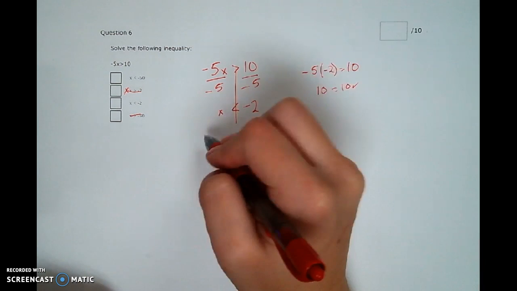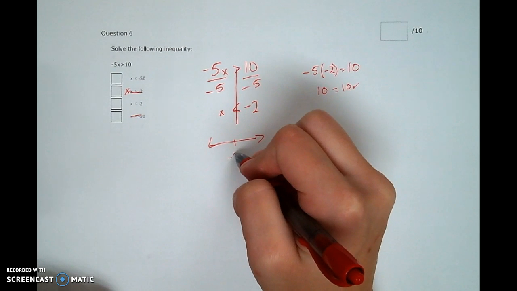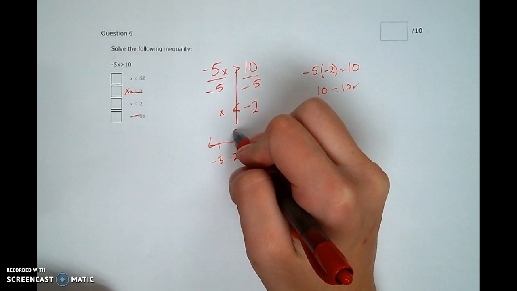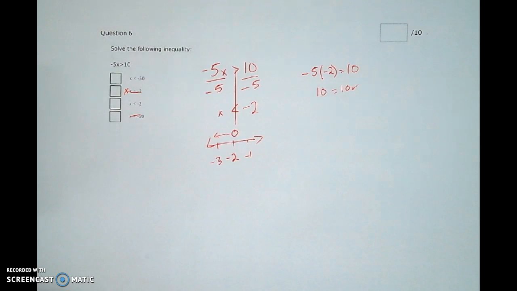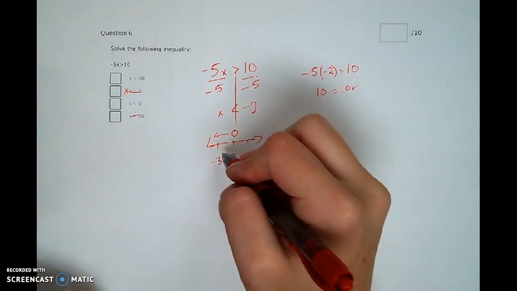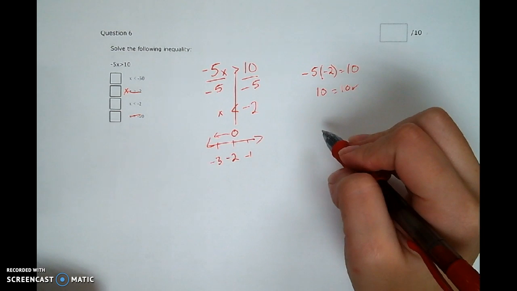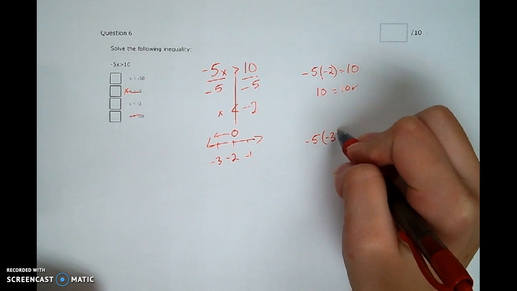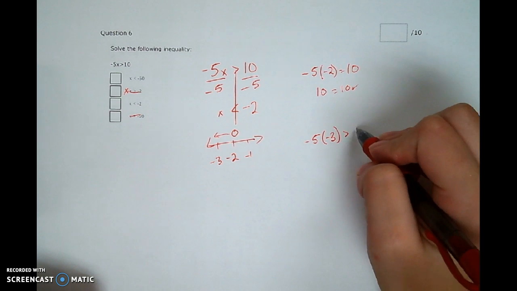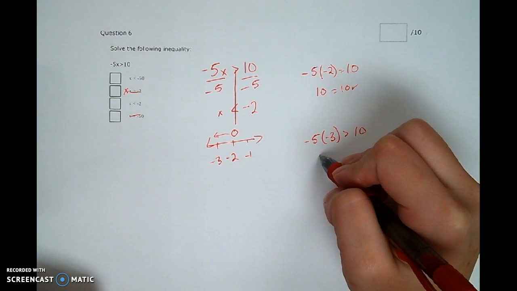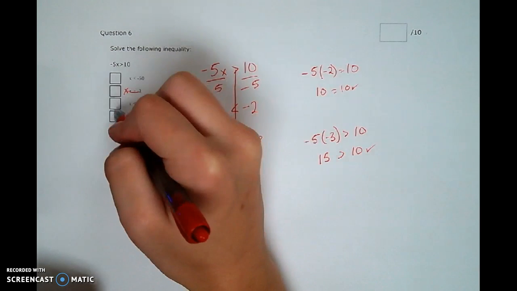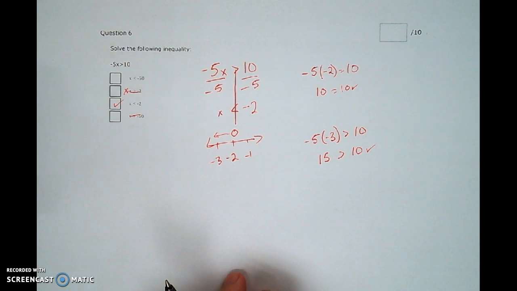Now let's check our sign. If I were to graph this, I have negative 2. On this side I have negative 1 and negative 3. I'm going to have an open circle pointing to the left. In this case 0 is not in my solution set, so I need to pick something in my shaded region. I'm going to pick negative 3. So I have negative 5 times negative 3 should be greater than 10. Negative 5 times negative 3 gives me a positive 15. Is that greater than 10? It is. So I can confirm my answer choice.